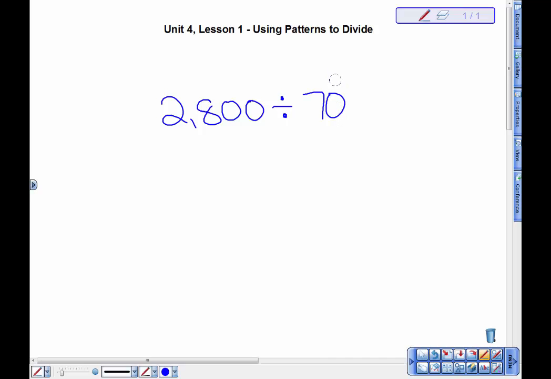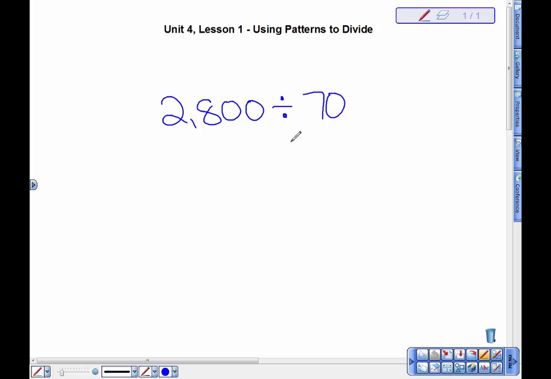70 has 1 zero, so I can erase that forever. And 2,800 has 2 zeros, so I can erase 1 zero. I had 1 zero over here, 1 zero over here. I can't erase all of my zeros, just the same number of zeros on each side. That's simplifying my problem. I'll show you that again.